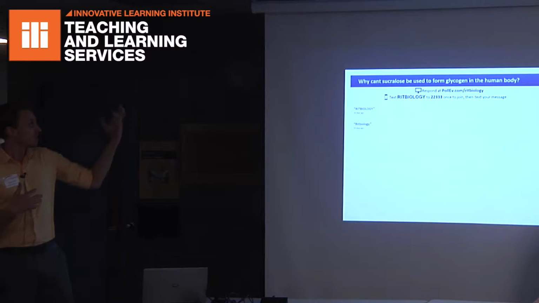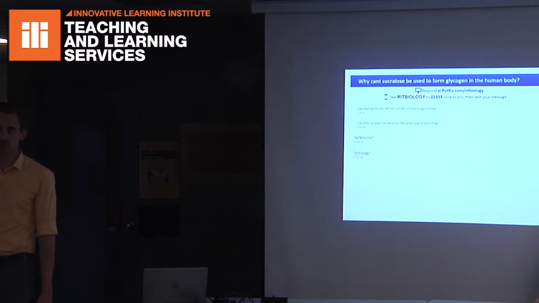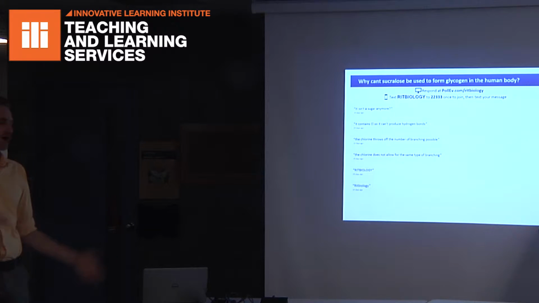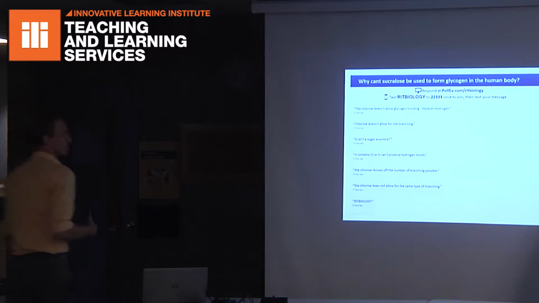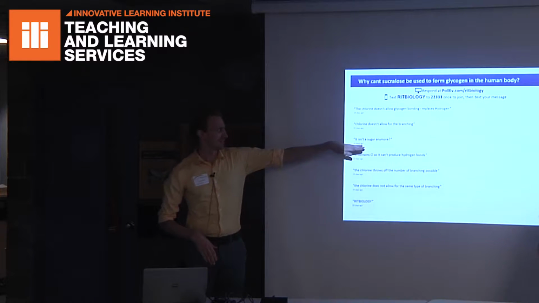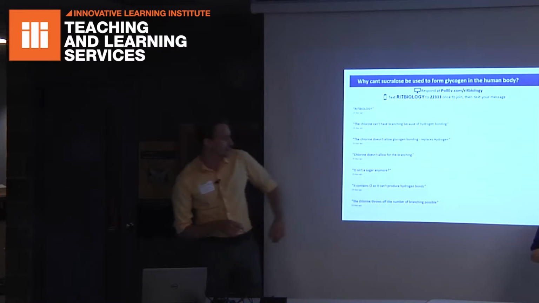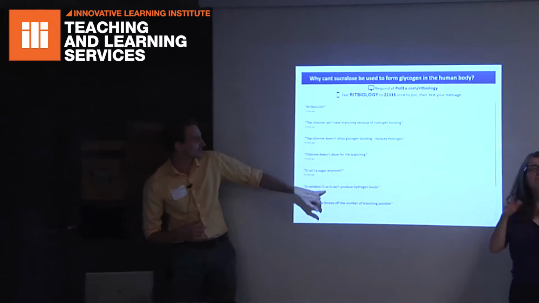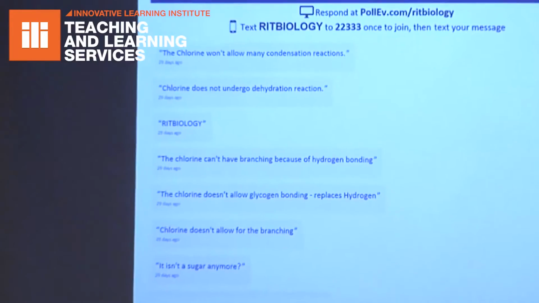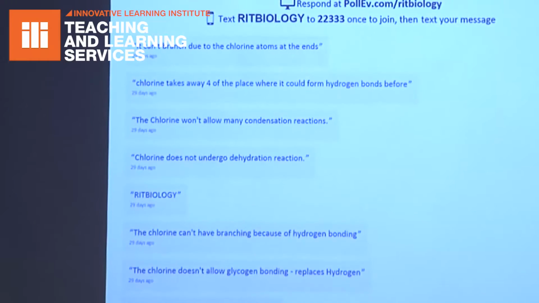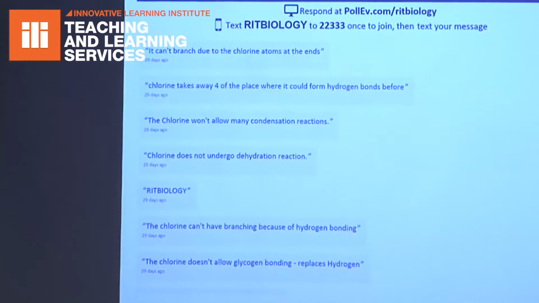Right? So let's take a look at the progression of the student responses. This is asking about sucralose, which is Splenda, and they're asking about how it gets absorbed by the body and why it's different than regular sugar. Right? So we have things like, it isn't a sugar anymore, question mark. Some of them have the approximate correct answer. It contains chlorine, so it can't produce hydrogen bonds. But hydrogen bonds have nothing to do with it. They're right about the chlorine, but they're wrong about the mechanism.